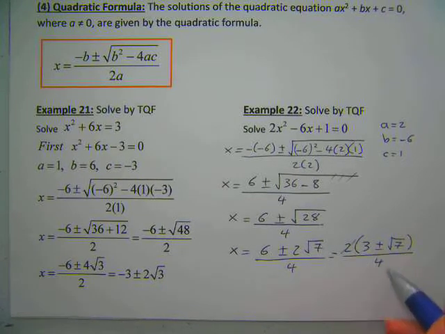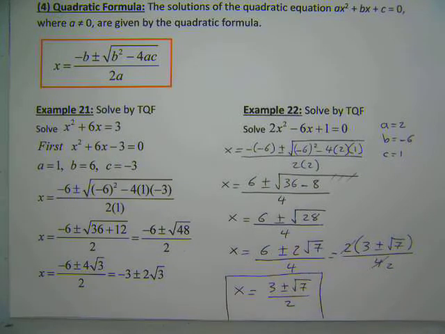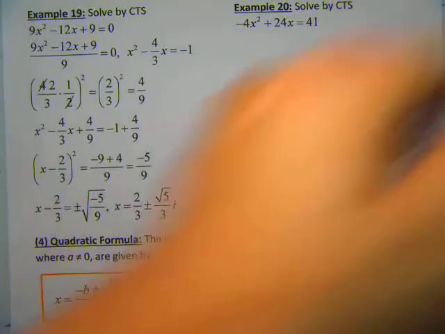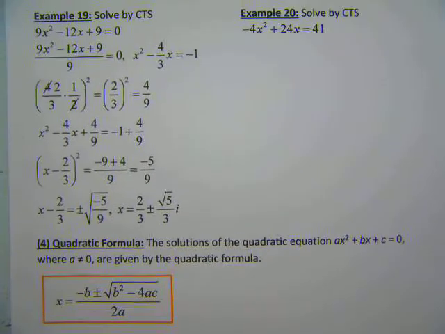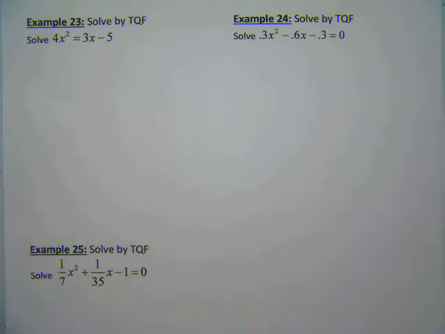Now the 2 goes into 4 twice, and the final answer will be 3 plus or minus the square root of 7 over 2. Okay? Alright, let's do some more. And the next one is, okay, let's see.